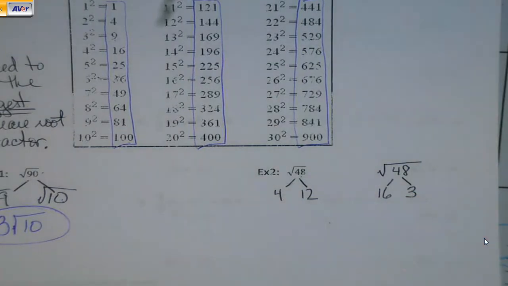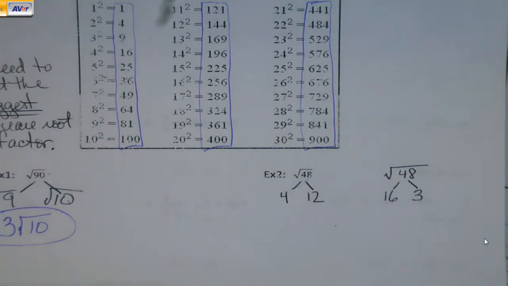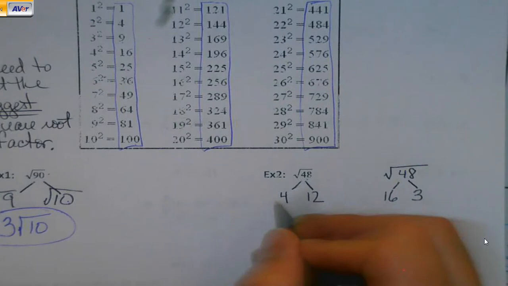16 and 3 get to 48. But again, they're both in here. I'm like, what's up with that? Does it mean there's more than one answer? Not exactly. Let's take a look at this.